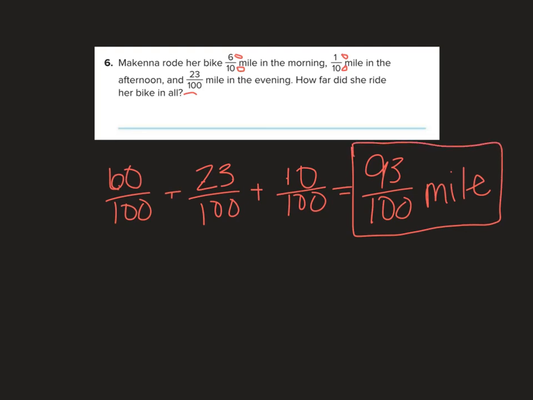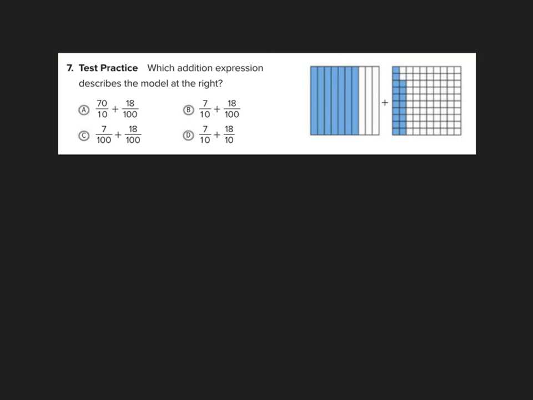Okay, let's go to the next one. Test practice. Which addition expression describes the model at the right? Okay, so let's just do it without looking at the answers first. 1, 2, 3, 4, 5, 6, 7, 7/10. And here I have 18 hundredths. 7/10 plus 18/100ths. Right there, number B, is what this is showing to us. 7 out of 10 and 18 out of 100 total.